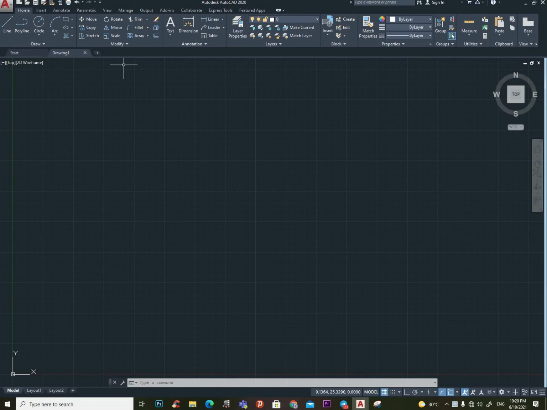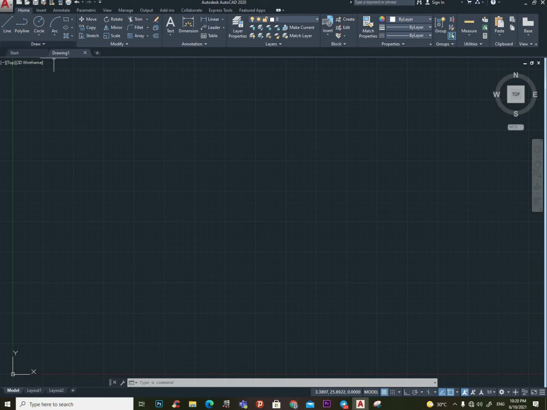let me give you a brief introduction about AutoCAD software as a new learner. So you can see this is a draw toolbar, modify toolbar, annotation, layers, block, properties. Okay, so you're going to focus on draw, modify, annotation, and layers.